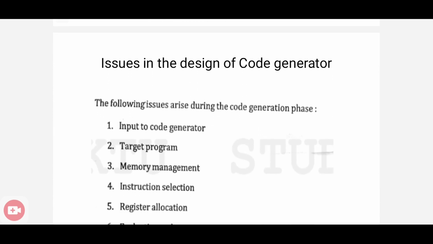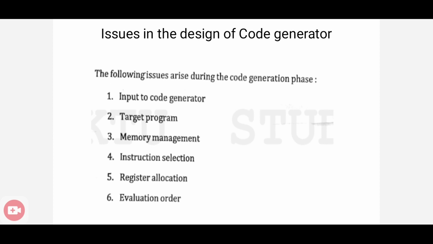And the next topic: what are the issues in the design of a code generator? During the design of a code generator, what are the issues that we face? There are 6 issues in the design of a code generator. One is input to the code generator, second is the target program, third is memory management, fourth is instruction selection, fifth is register allocation, and sixth is evaluation order. So these are the issues that arise during the code generation phase.